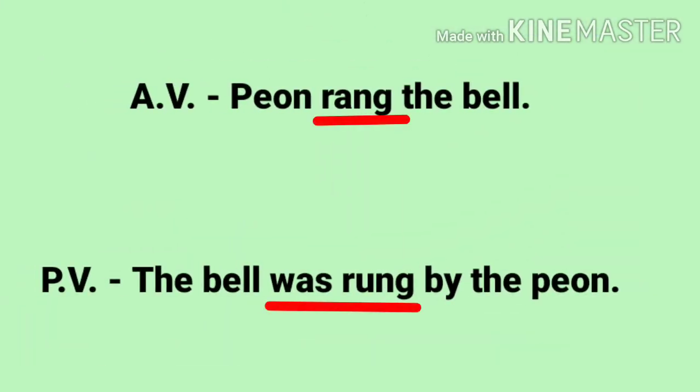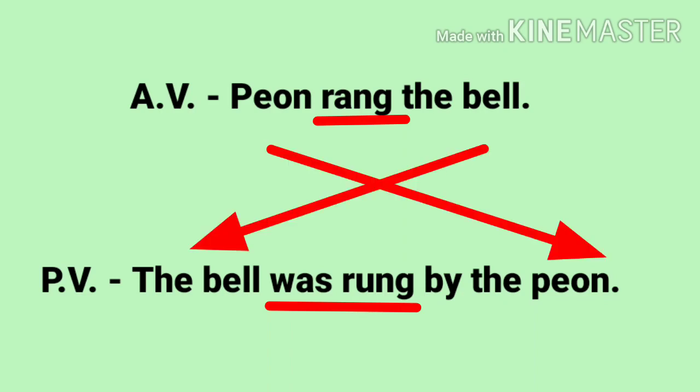Let's see one more example. In active voice, the sentence is peon rang the bell. In passive voice, it changes into the bell was rung by the peon. So rang changes into was rung. And the bell becomes the subject in passive voice and peon becomes the object in passive voice.